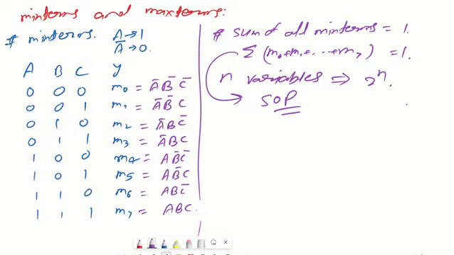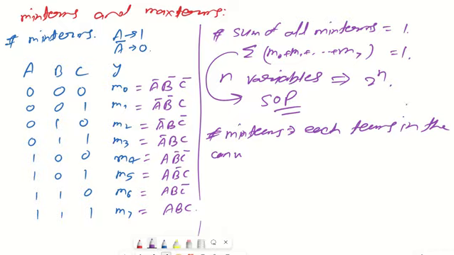And this is how you will be finding 1. Now, as you can see, a very simple understanding: we can write it down that a min term is each term in the canonical sum of products form.